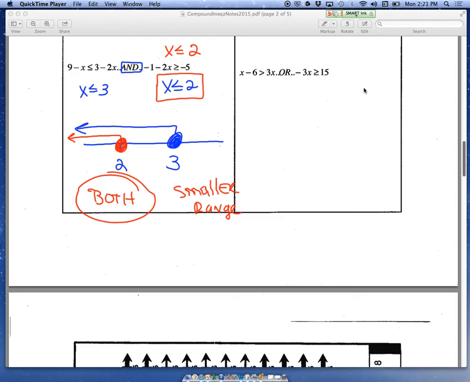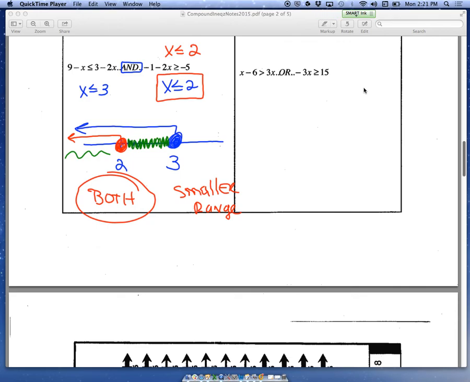Because if I were to choose the larger range, I have a series of values right here. I'll do this in green. I have a series of values here in green where the condition over here would not be met. The condition on this side would not be met if I were to choose values right here. So when this happens with the conjunction, you would choose the smaller range.